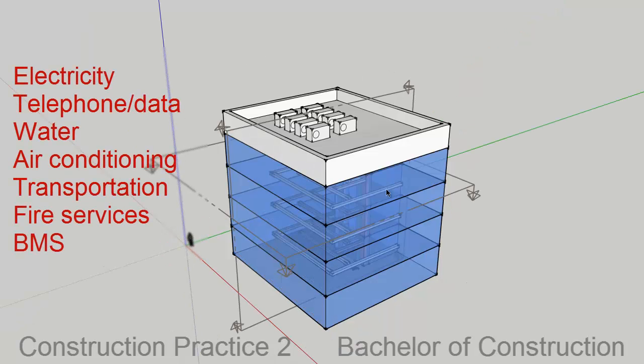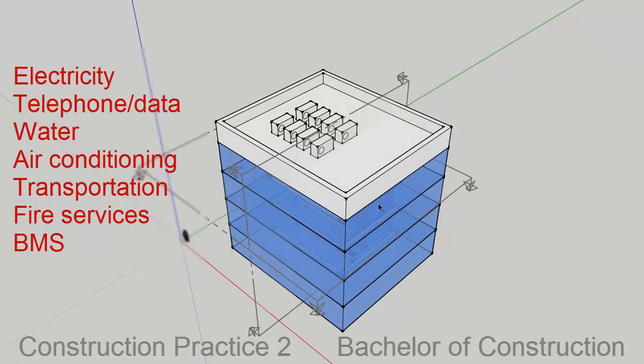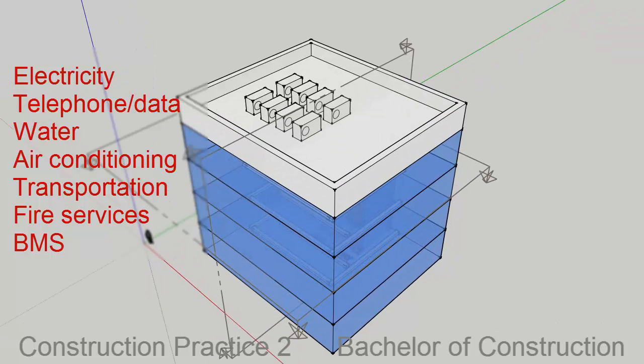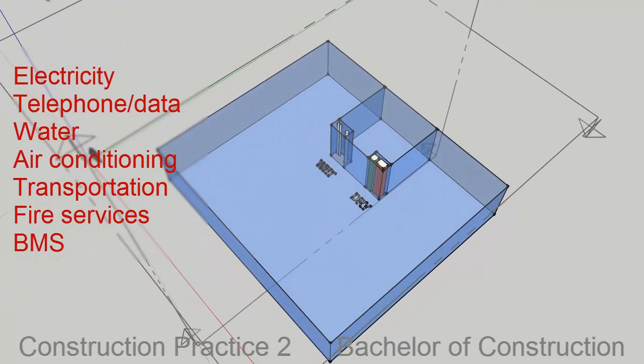When we talk about building services, we mean electricity, which covers lighting, power, heating, and generators. We talk about telephone and data, which is internet, broadband, fibre optics. We're talking about water, which is hot, cold, chilled, plumbing and drainage. We talk about air conditioning, which is ventilation, supply and extract, and heating and cooling. Vertical transportation, which is lifts, and horizontal transportation, which can be travelators, for example. Fire services, which looks at alarms, smoke and heat detectors, sprinklers, and any other active systems like fans, and building maintenance services. It also includes things like security systems and audio and visual systems.